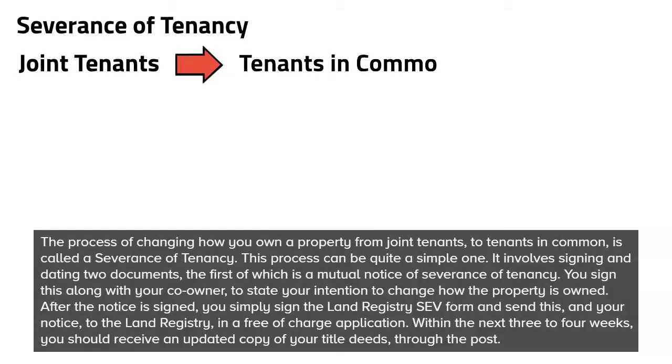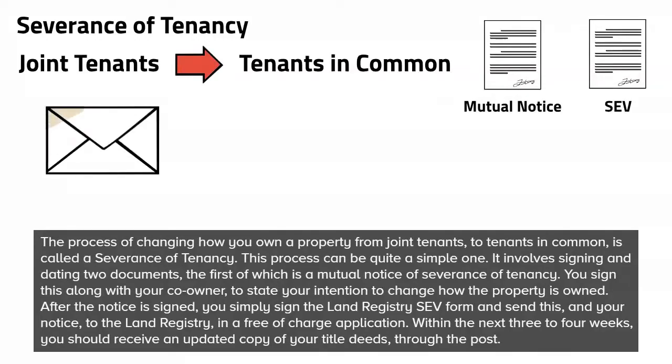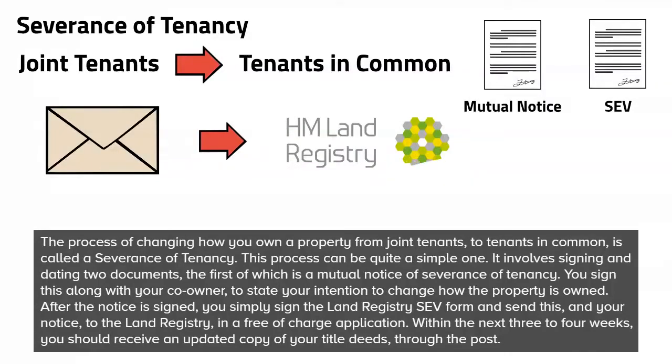It involves signing and dating two documents, the first of which is a mutual notice of severance of tenancy. You sign this along with your co-owner to state your intention to change how the property is owned. After the notice is signed, you simply sign the Land Registry SEV form and send this, and your notice, to the Land Registry, in a free-of-charge application. Within the next 3 to 4 weeks, you should receive an updated copy of your title deeds, through the post.